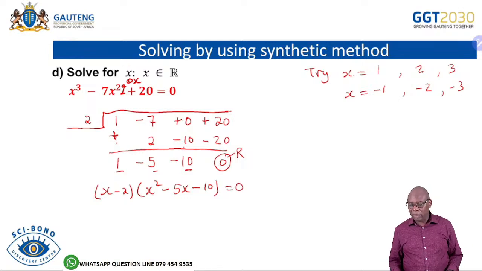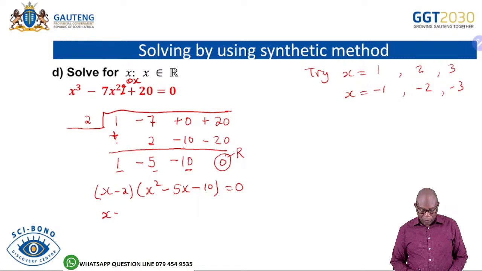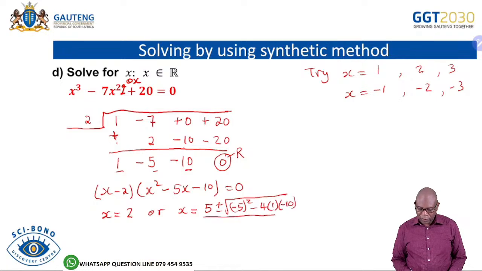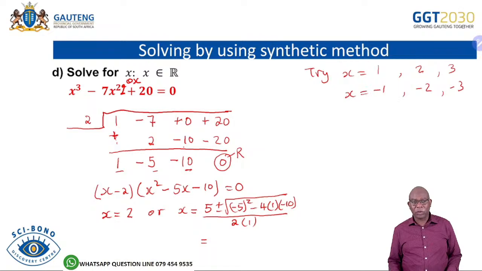And then from there I can get the values of x. I'll say x will be equal to 2. Right? So I'll let x equal 2, or factors of 10 that can give us 5. No factors there. So meaning that I must go for the quadratic formula. So I'll have minus negative 5, which is a 5, plus or minus the square root of negative 5 squared, minus 4 times 1 times negative 10, all divided by 2 times 1. Then from here, I can use a calculator to get to the final answer.